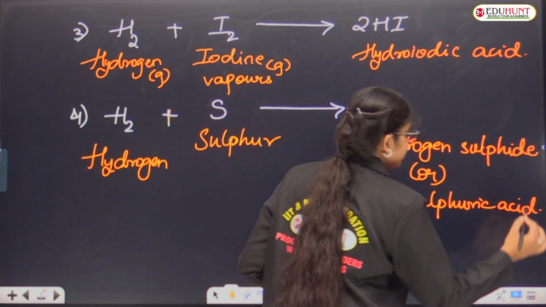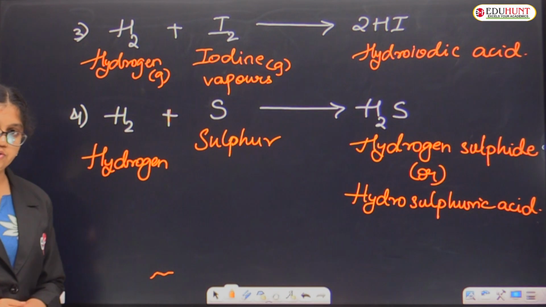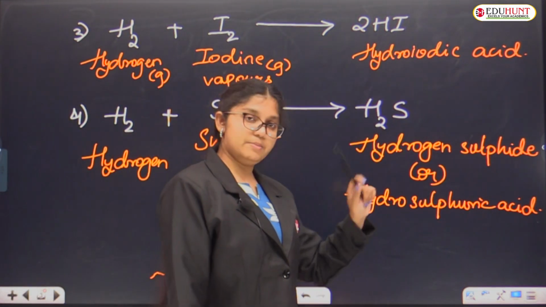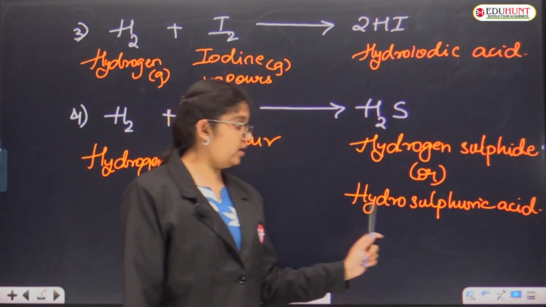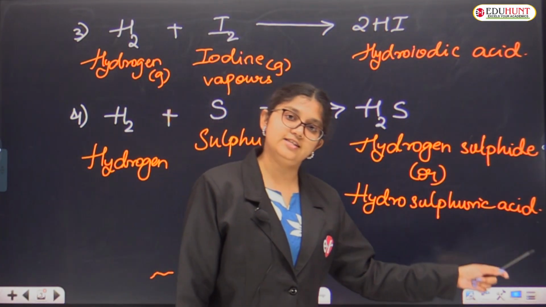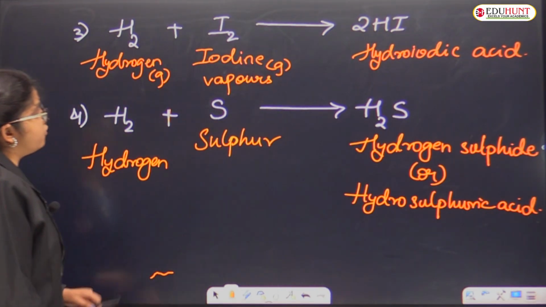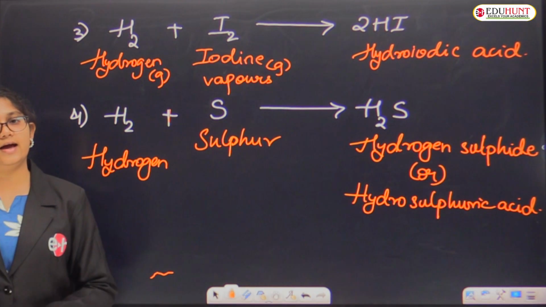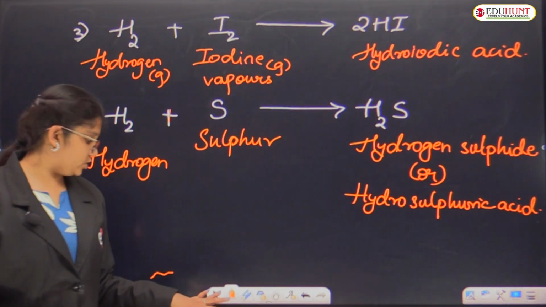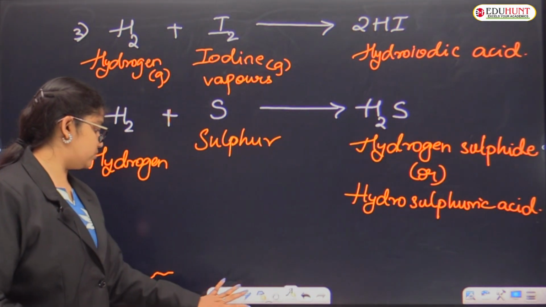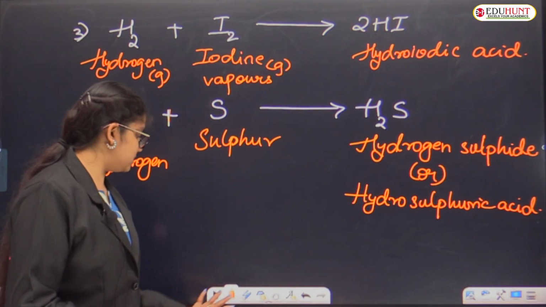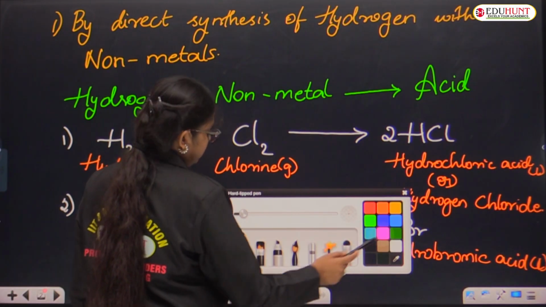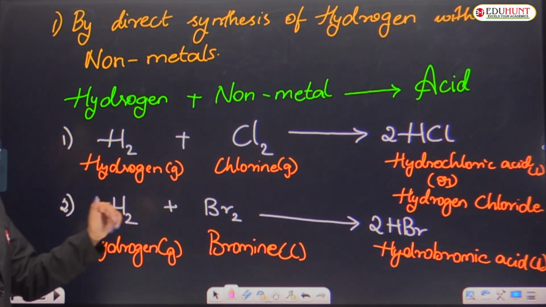What is the other name, children? Repeat after me. Hydrosulfuric acid. H2S means it can be called hydrogen sulfide or hydrosulfuric acid. Clear, children? Okay. These four are the examples for the first method, that is by direct synthesis of hydrogen with non-metals. You know how these are directly synthesized?